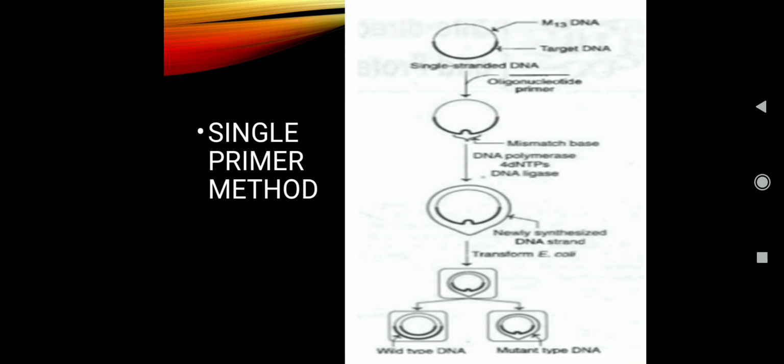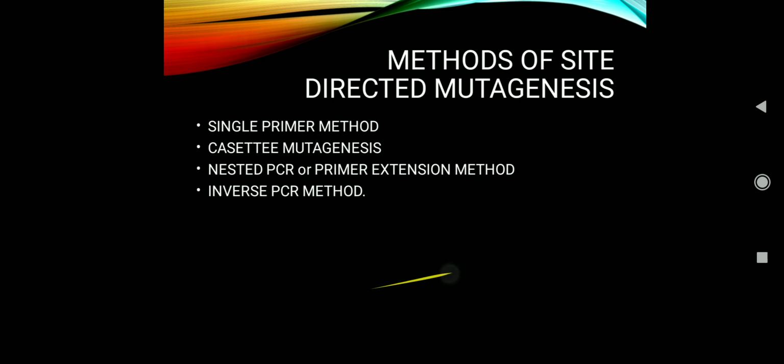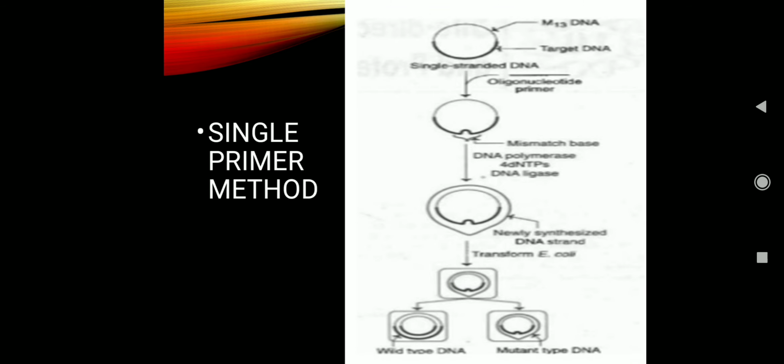So here, why single primer method? Here the oligonucleotide primer we are using is single. Earlier you saw in the molecular mechanism there were two primers that were used, but here we are using only one primer because the target DNA is single stranded DNA.